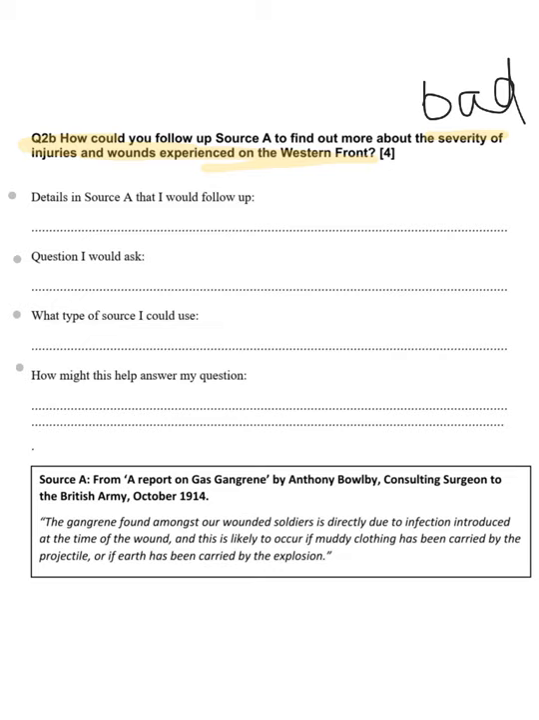So go back to the question now. We're looking for, finding out more about how bad the injuries were. So let's read the source again. Your source B, for the practice one, is a bit easier, I would say, to look for how bad injuries are. But this one's a bit trickier. Let's have a read. The gangrene found amongst our wounded soldiers is directly due to infection introduced at the time of wound, and it's likely to occur if muddy clothing has been carried by the projectile or if earth has been carried by the explosion.